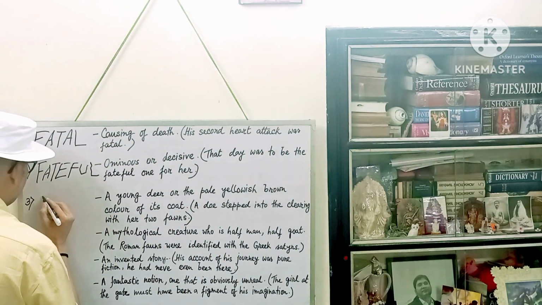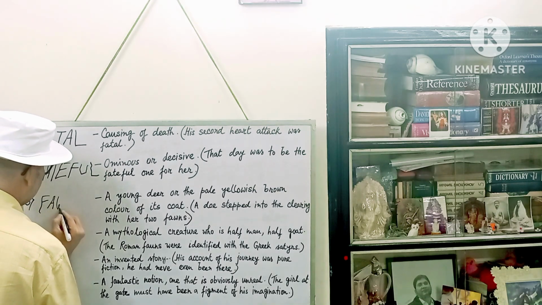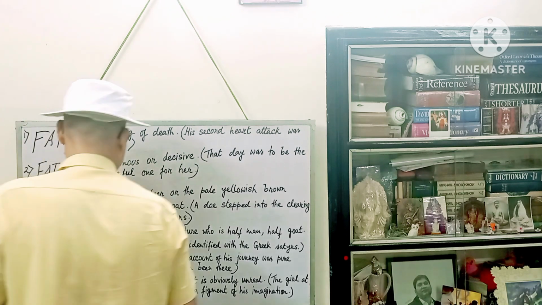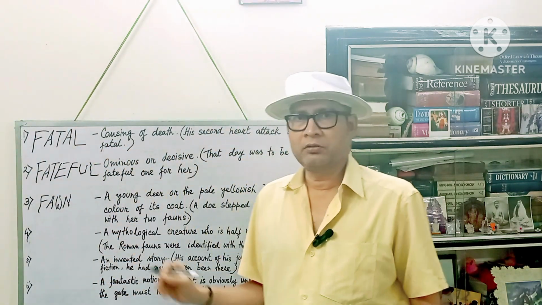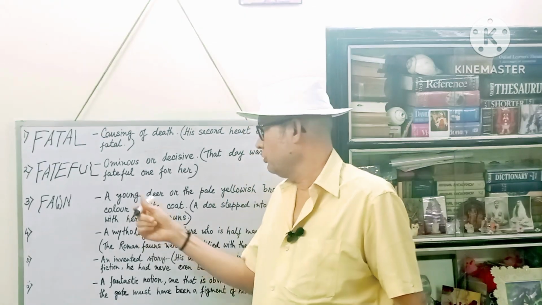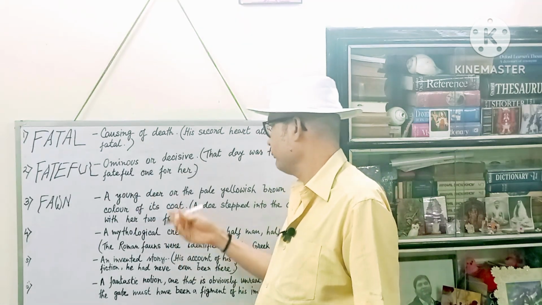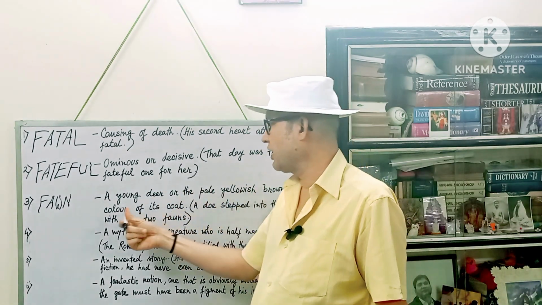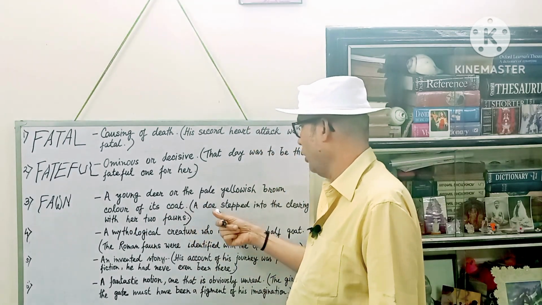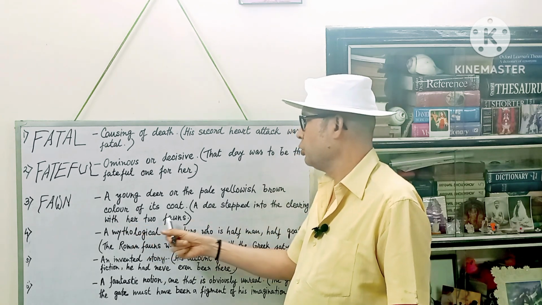Let me write it down here. Fawn. Fawn means the child of a deer. So a young deer means the child of a deer, or the pale yellowish brown color of its coat. Let's look at the example sentence. A doe stepped into the clearing with her two fawns.